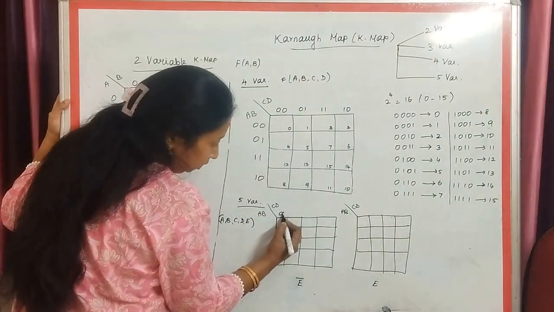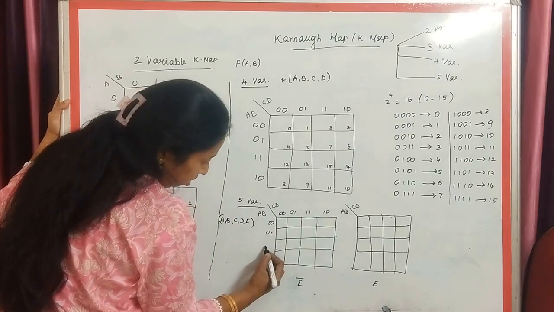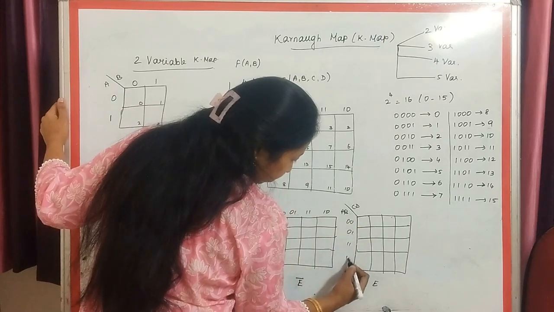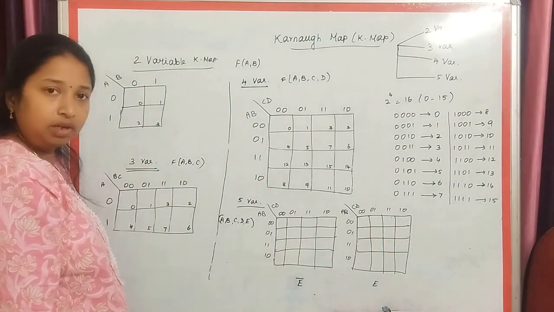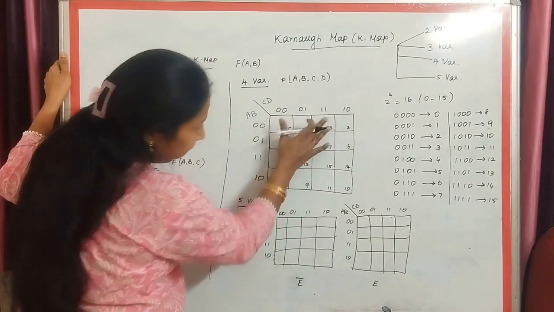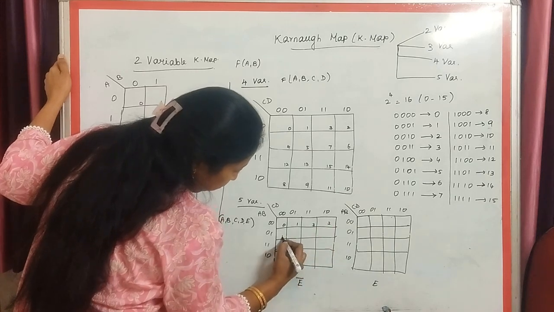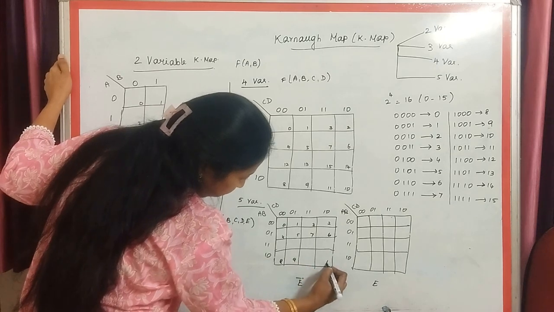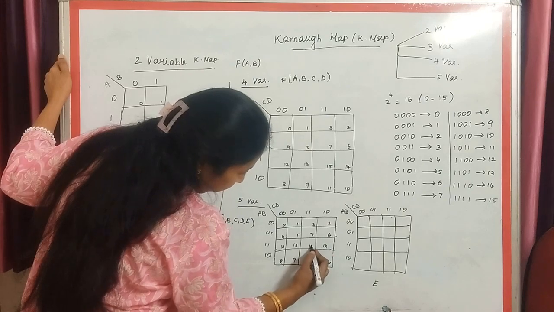The combinations are the same: 0, 0, 0, 1, 1, 1 and 1, 0. Here again it is 0, 0, 0, 1, 1, 1, 1, 0. Here again 0, 0, 0, 1, 1, 1, 1, 0. Clear? Now you have to write the decimal part. How do you write the decimal part? It is same as 4 variable mapping: 0, 1, 2, 3, 4, 5, 6, 7, 8, 9, 10, 11, 12, 13, 14 and 15.